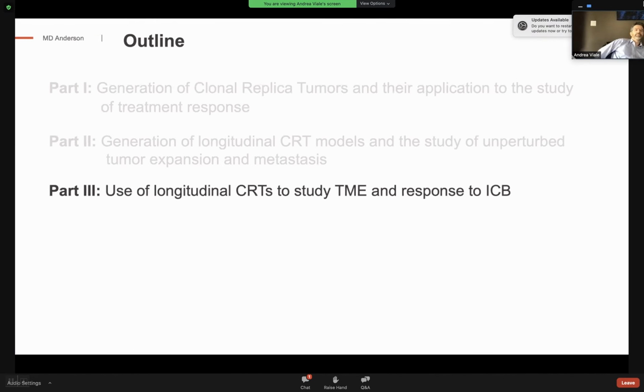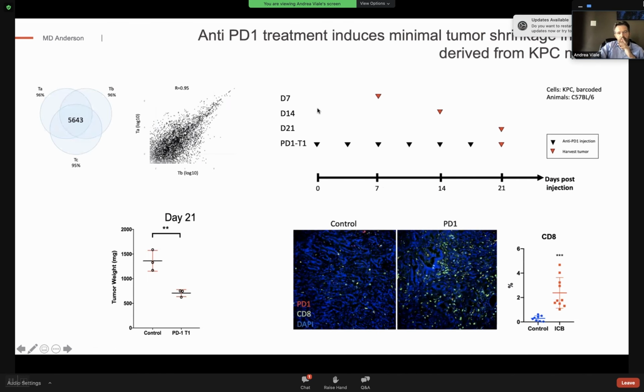Then we tried to use the longitudinal CRT to study the tumor microenvironment and the response to immune checkpoint blockade. For this experiment, obviously, since we need to work in an immune competent microenvironment, we used mouse models. So we generated CRT from KPC barcoded cells, and we injected these cells in immunocompetent Black6 animals.